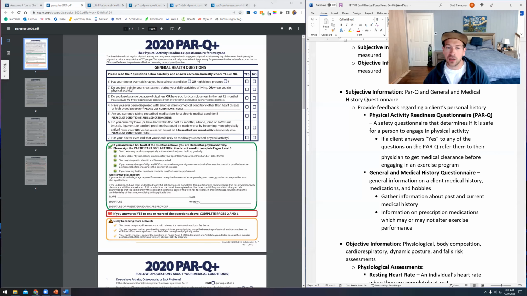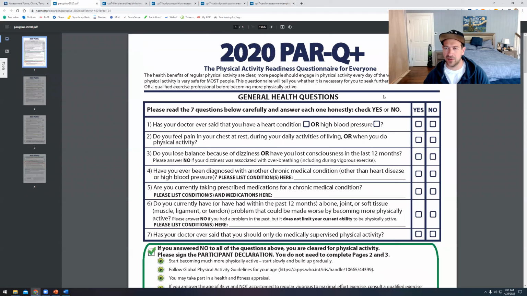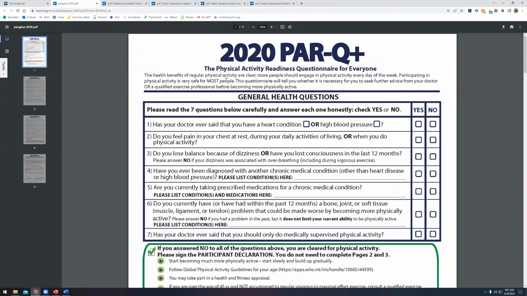Okay, so the PAR-Q, actually, I've never taken the time to read this to a class out loud, but let's just read the very top of this here. It says, the health benefits of regular physical activity are clear. More people should engage in physical activity every day of the week. Participating in physical activity is very safe for most people. This questionnaire will tell you whether or not it is necessary for you to seek further advice from your doctor or a qualified exercise professional before becoming physically active.